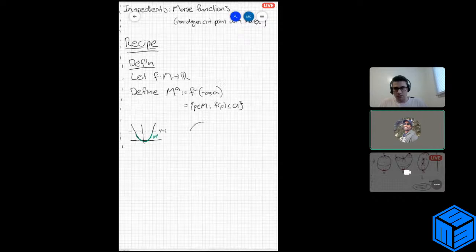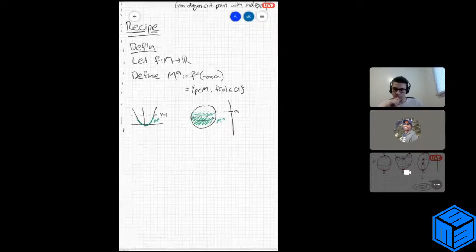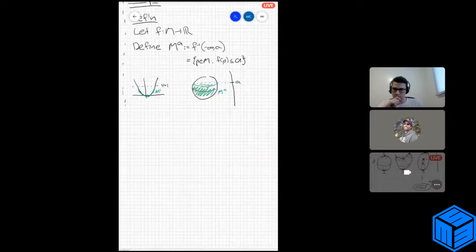If I think about a sphere, and I project this onto the, let's say, the z-axis, and I think about this point here, a, well, this whole part down here, this is MA. So these are our sub-level sets. It's the level set and everything beneath it. Okay.